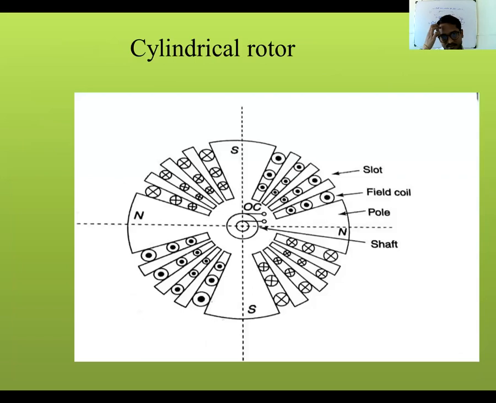Okay, then the cylindrical rotor. The cylindrical rotor is also called a non-salient pole rotor. In the case of a non-salient synchronous motor, the rotor is cylindrical in nature. In a cylindrical pole motor, the rotor has slots to carry the DC field winding.